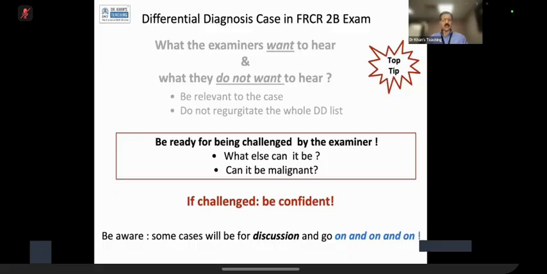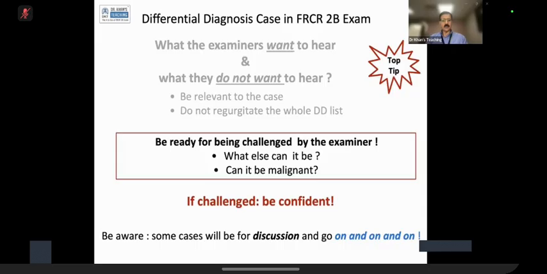And so the method is that even if you say something, then rule it out: because of this, I did consider this, however, because of this, it is not this. But if you make this kind of mistake, where you say something on a simple bone cyst and the examiner asks, can it be malignant? And you lose your confidence and say it can be malignant, then you will be penalized for that. So remember that. Whenever in that scenario, be confident.